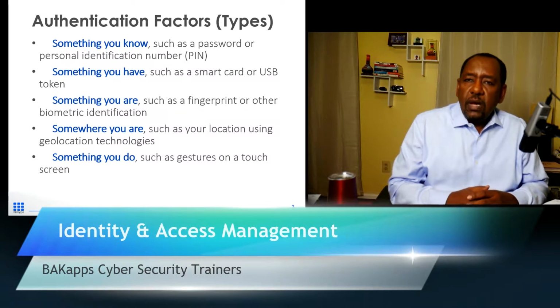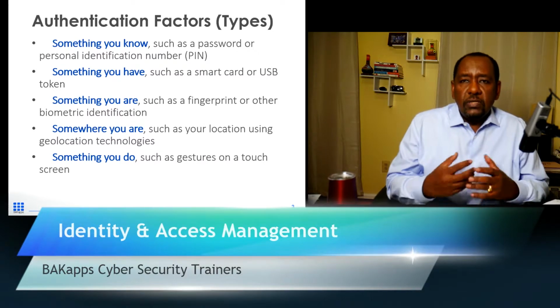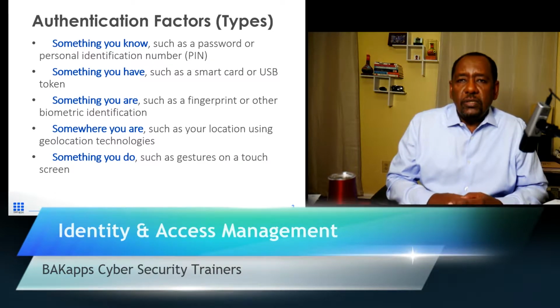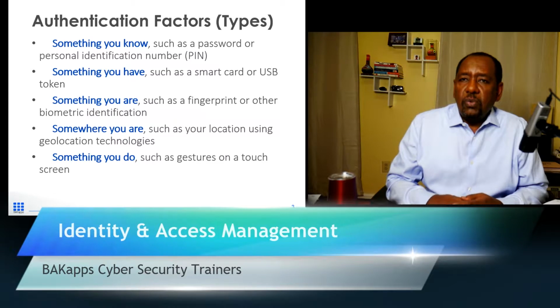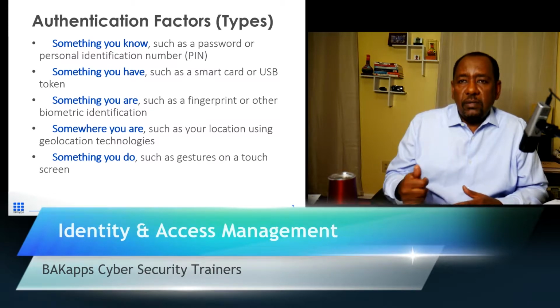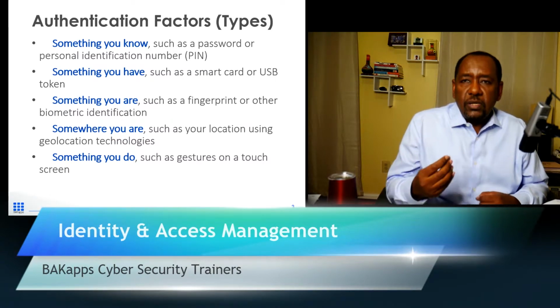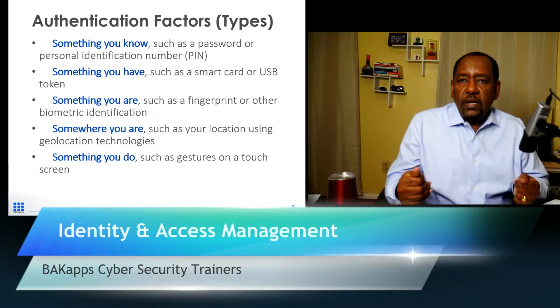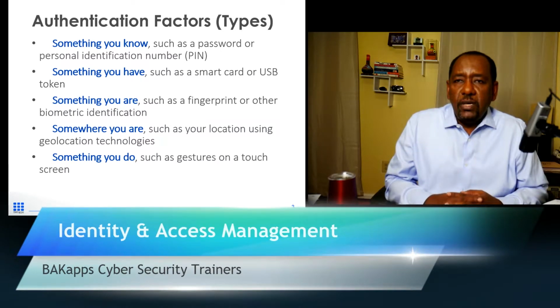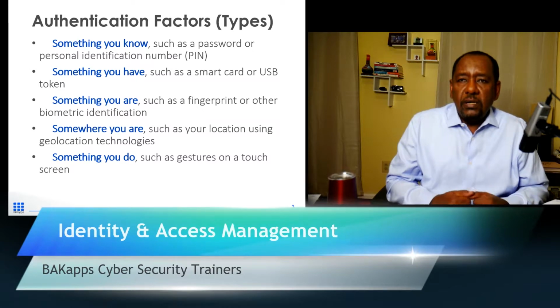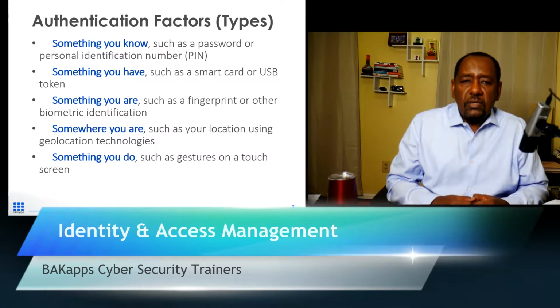On top of that, we have something called something you are, which is common. Those of you who have modern cell phones are familiar with how to use your fingerprint. The fingerprint is your biometric identity. Something you are, such as your fingerprint or any other biometric identification, tells who you are. So basically that is the third one.